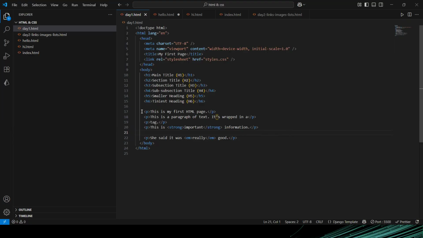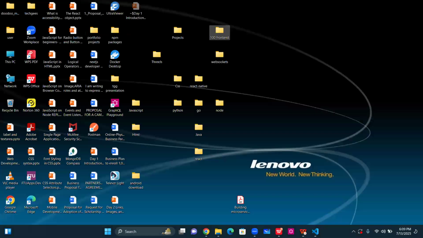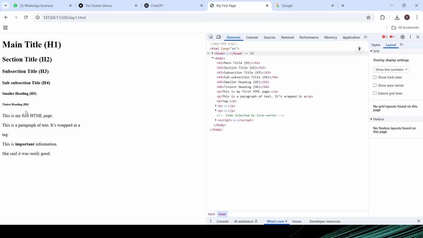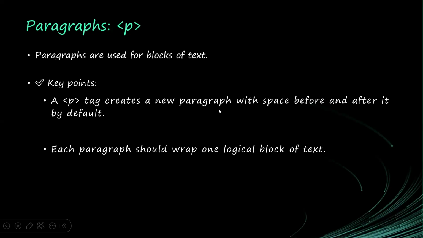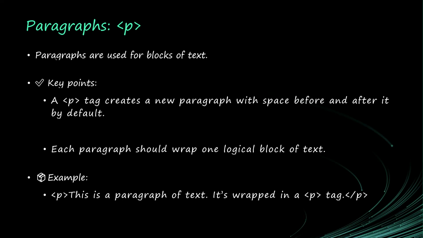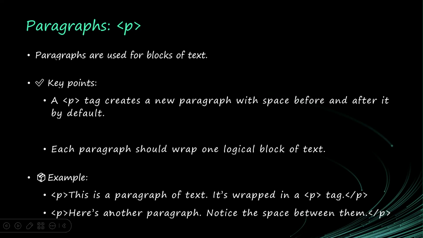So you can see everything that we have here came on the browser on a different line. They came as a block of text. They're on their own, just like a normal paragraph in a document. You use the P tag to create a new paragraph with space before and after it by default. Each paragraph should wrap one logical block of text. So if you want to write a paragraph in your document, you use the P tag, the paragraph tag. These are some examples.